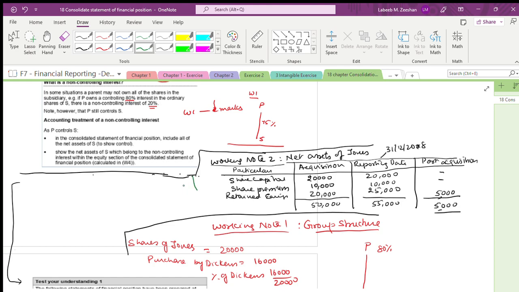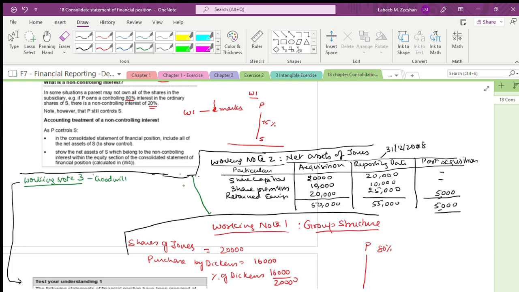Fine. Is it? Working note. What is the working note? See, we follow this structure very precisely. There is no plus, there is no minus. Working note 3 is goodwill. Fine. If you are thorough with 2 or 3 questions, it's very easy for us.